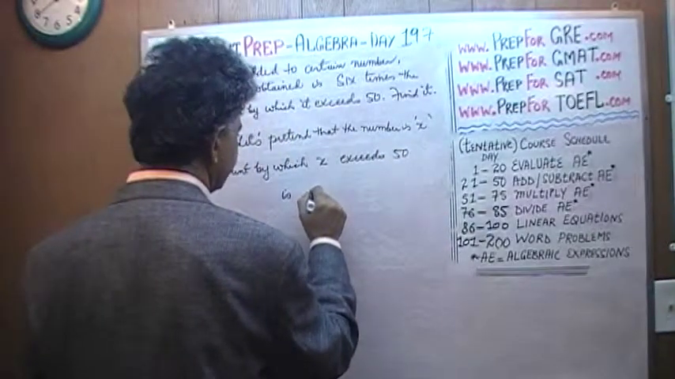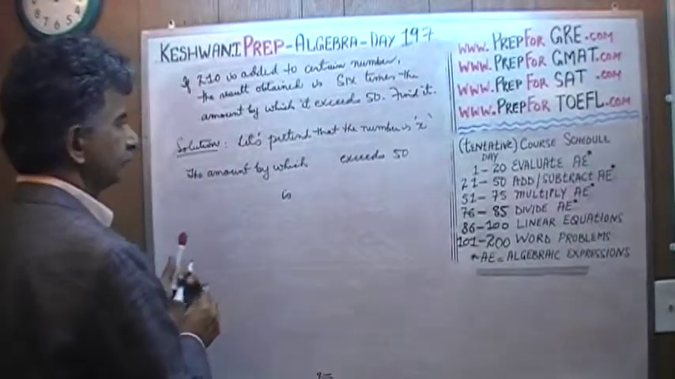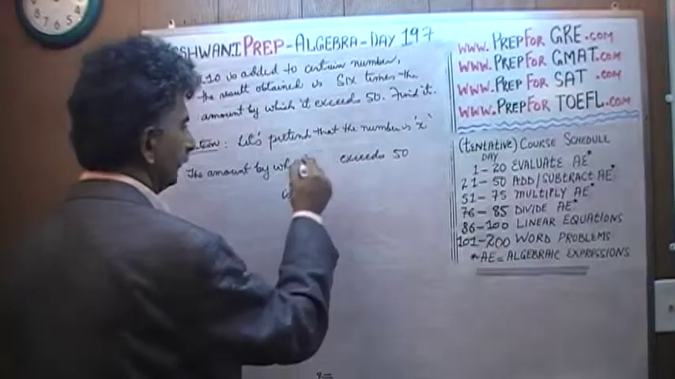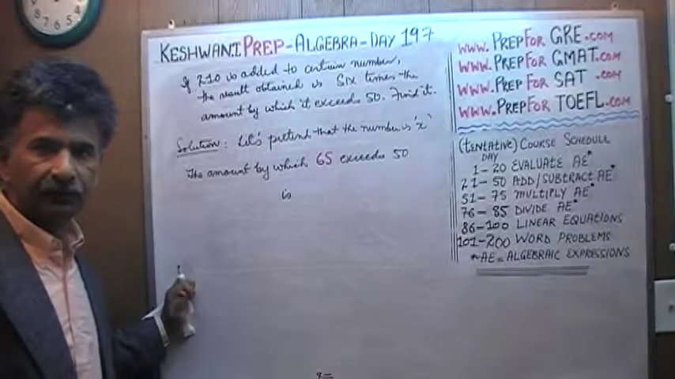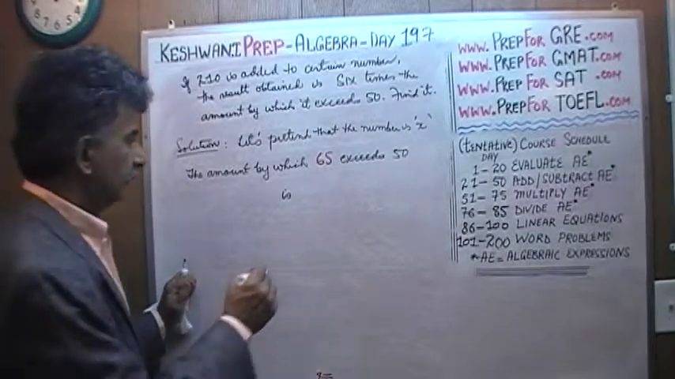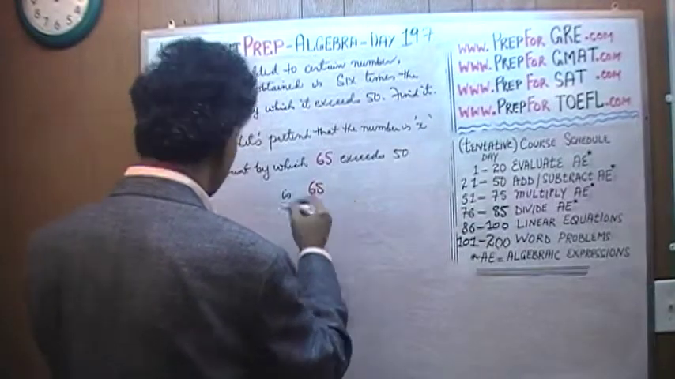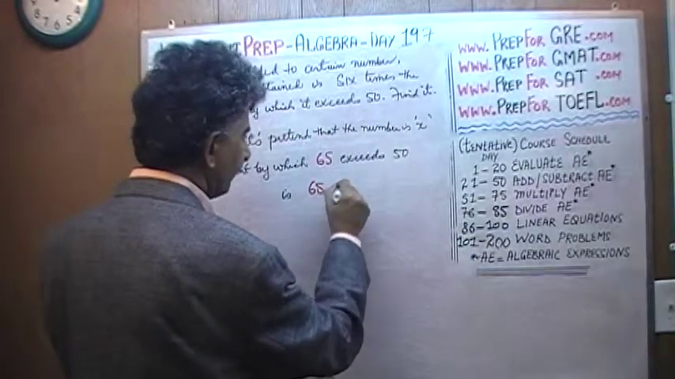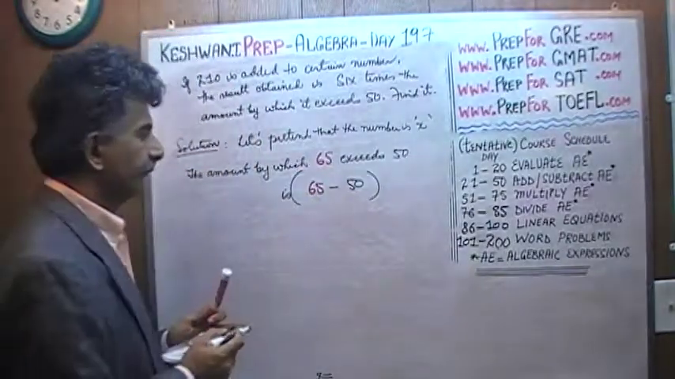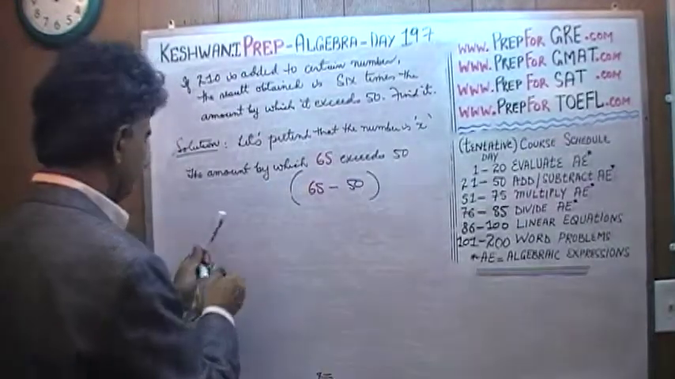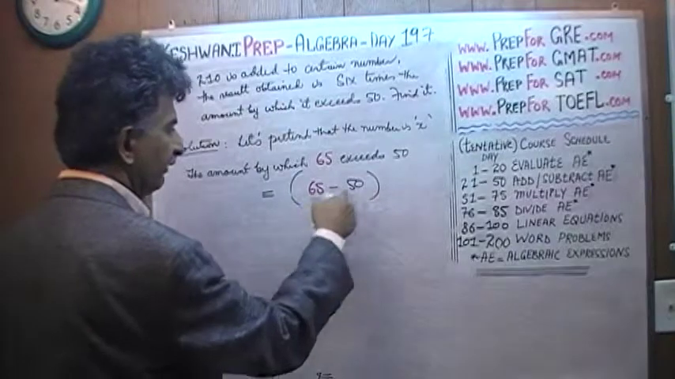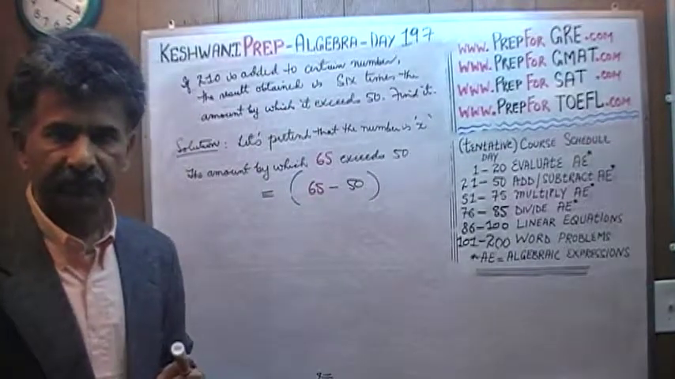Let's find out what that is. The amount by which 65 exceeds 50. 65 exceeds 50 by how much? By 15. How do we find it? We took our 65 and subtracted from it the 50. The amount by which 65 exceeds 50 equals 65 minus 50, which is 15.